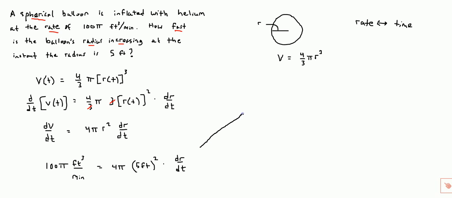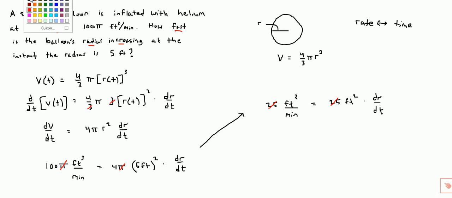Okay, so let's move up here and look at both sides. Each side has a pi, so let's get rid of those. And then I'm going to divide both sides by 4 to get 25 feet cubed per minute. We have a 5 feet squared, so that's going to be 25 feet squared times dr dt. Now we can see that both sides have a 25, so that cancels. It's going to leave a 1.